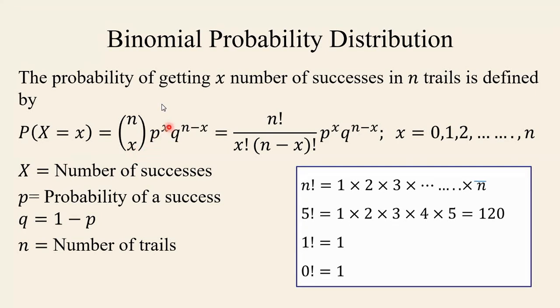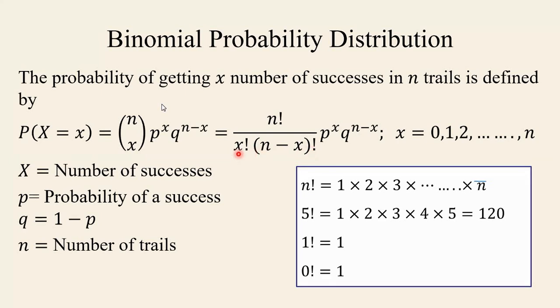Into P to the power X, where P is the probability of success in one trial, into Q, which is raised to N minus X. Q is the failure outcome, which is calculated by 1 minus P. Then how can we calculate this N combination X? That is N factorial divided by X factorial into N minus X factorial.